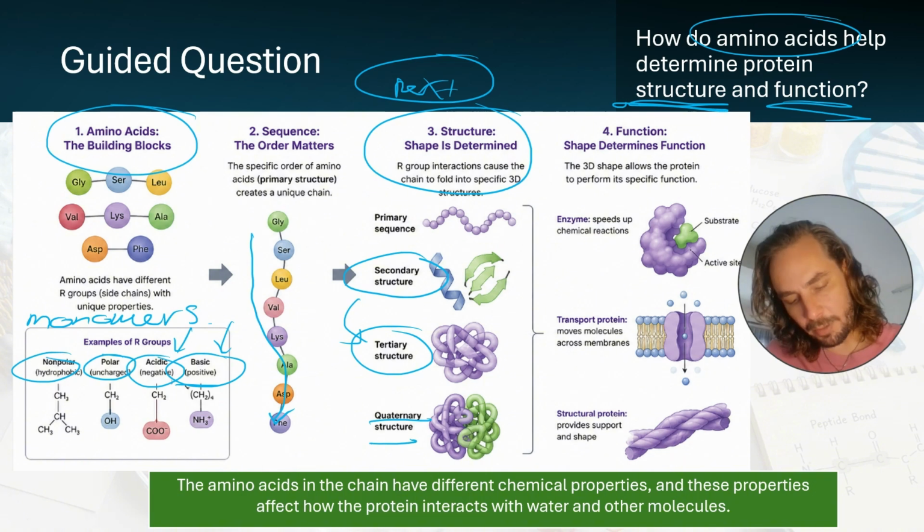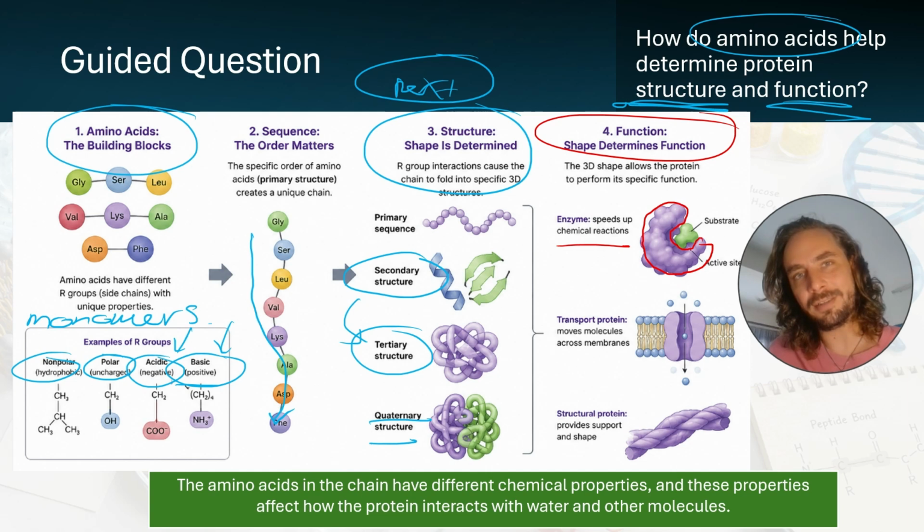And then very important today is that shape determines function. Enzymes speed up chemical reactions, and they can speed up these chemical reactions because of their specific shape. If the shape changes, they will not be able to perform their function. It might be slowed down or stopped entirely.